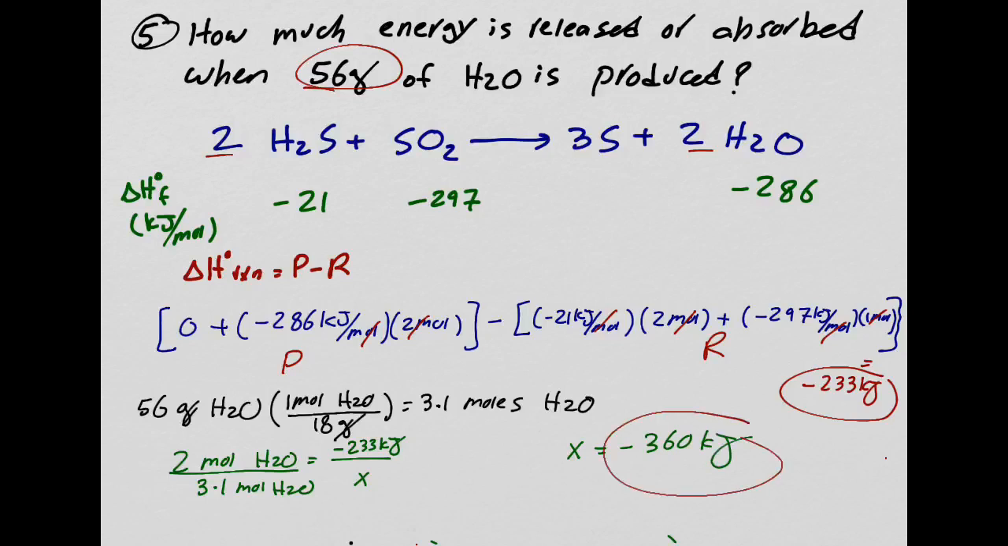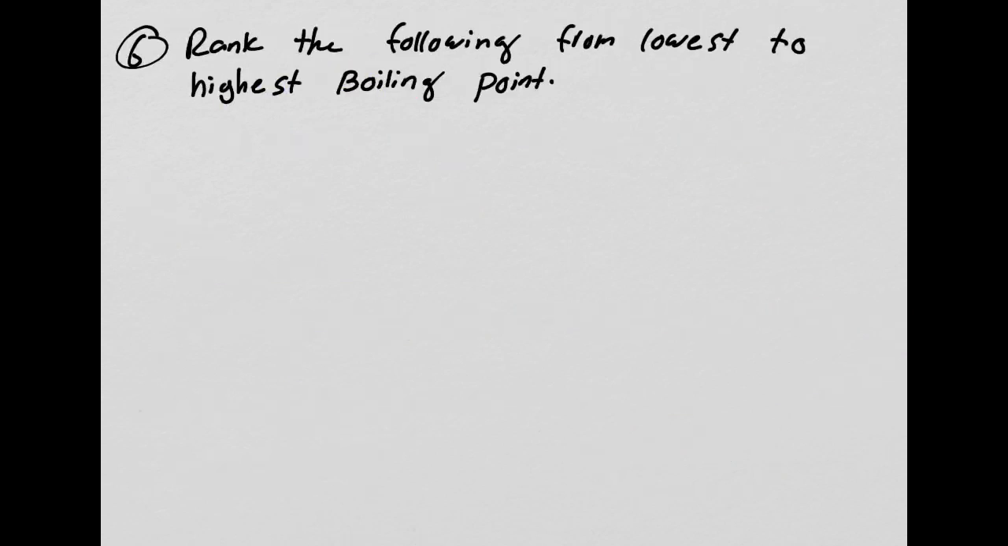Okay, one more time, and then I'm done repeating myself. This reaction, as is, would produce 233 kilojoules of energy. Now, I need 2 moles of H2S and 1 mole of SO2 to produce 3 moles of S and 2 moles of H2O. So, when I produce 2 moles of H2O, 233 kilojoules of energy is released. Now, if I have 3.1 moles of H2O that I want to produce, how much energy is going to be released? Okay, you can do it as a proportion. Nice job.